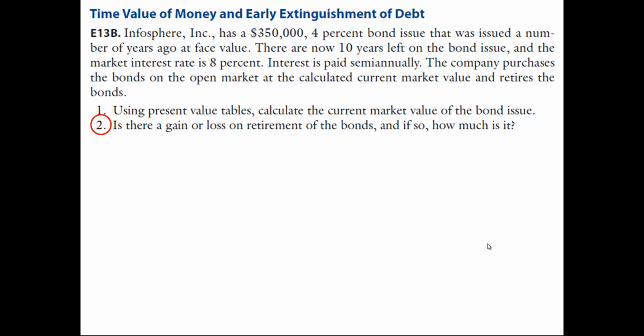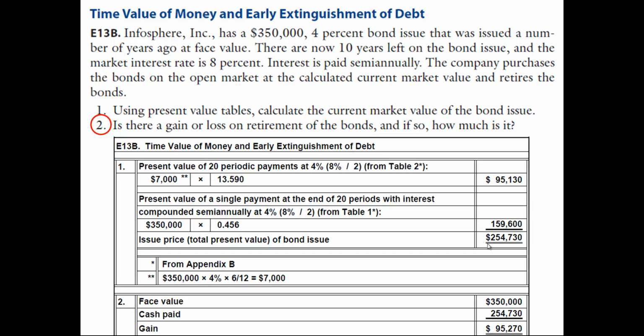Part 2 wants to know, is there a gain or a loss on the retirement of the bonds, and if so, how much is it? So down here we're going to take the face value of $350,000 and the cash paid that we calculated here, and we end up with a gain of $95,270.